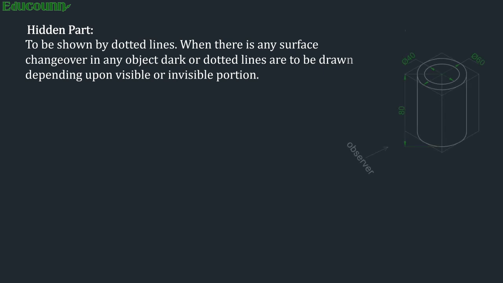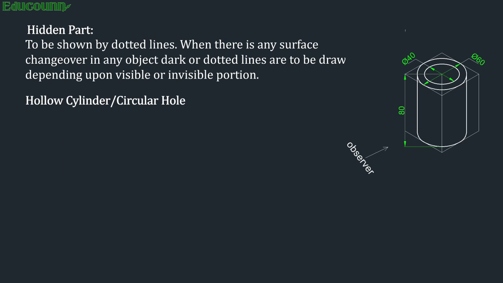Now see the figure on the right side. It is a hollow cylinder with a circular hole. Again the position of the observer is shown, which indicates the front view, and according to this we have to draw the right hand side view. The overall dimensions of this hollow cylinder are: the height is 80, the width and length are the same, equal to the external diameter, which is given as 60 here, and the internal diameter of this cylinder is 40 mm.